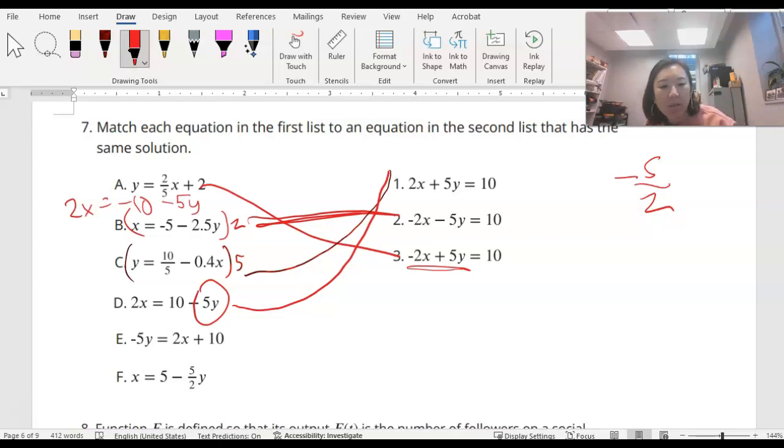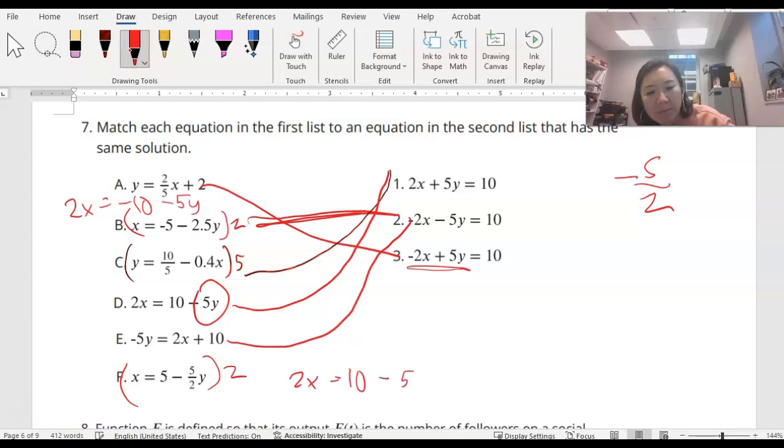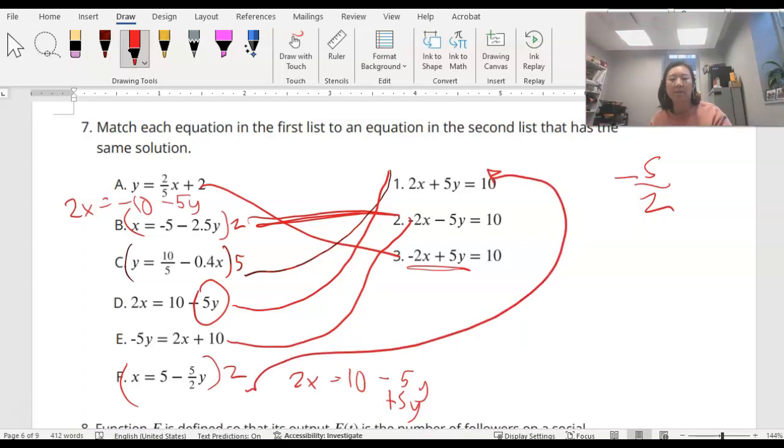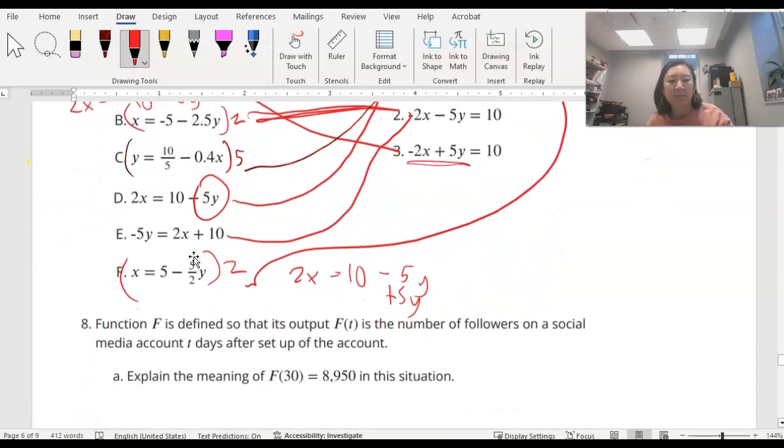And this one here, if I subtract 2x, I would have negative 2x, negative 5y equals 10. This is equation 2. And then our last one, let's multiply this whole thing by 2. We will get 2x equals 10 minus 5y. So this is very similar. We would add 5y to both sides, so they'd both be positive. So this one actually also matches with equation 1. All right.